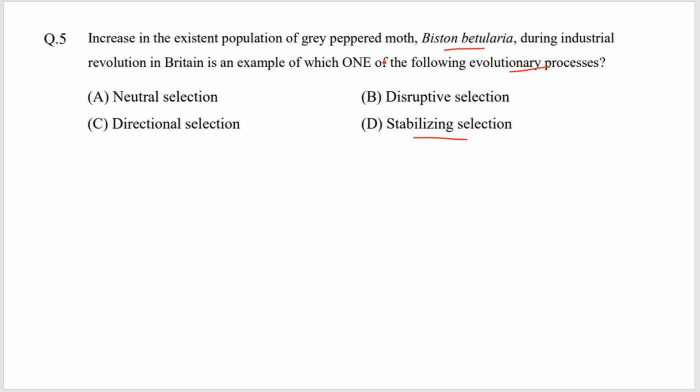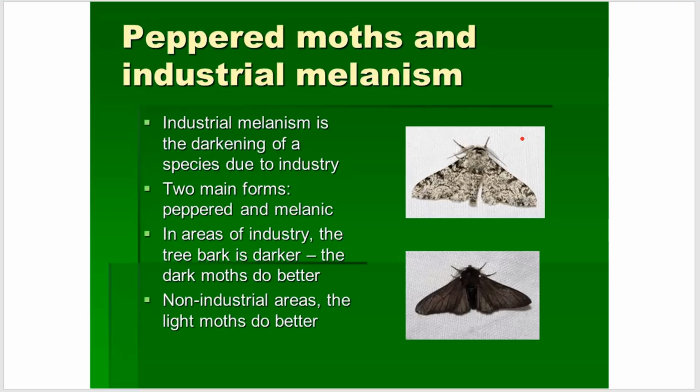So, Biston betularia, or the grey peppered moth, looked like this in the beginning. So, this kind of population was there. But what happened during the Industrial Revolution? There were a lot of industries which produced black smoke, which was known as industrial melanism. Because of that, all the tree trunks and surfaces were covered with black soot.